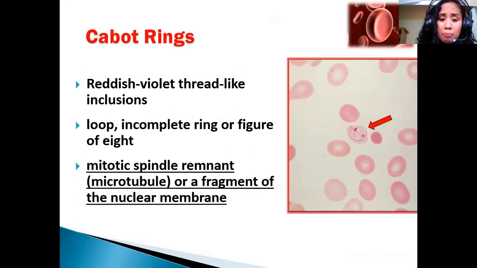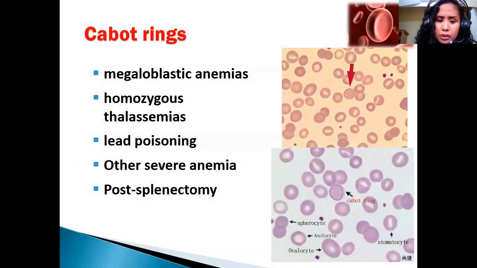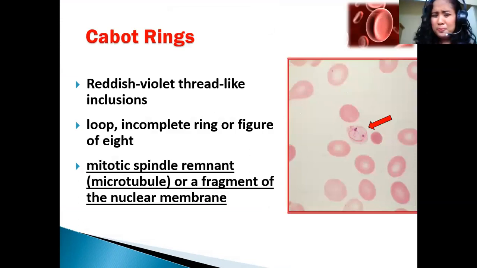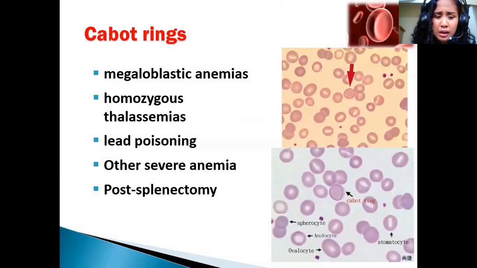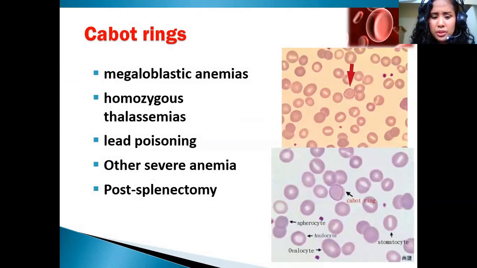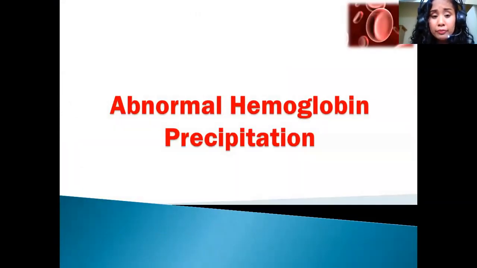So loop or incomplete ring or figure of 8. So minsan, naglo-loop siya together, forming a figure 8. So there's something wrong with the nuclear membrane. Kaya ito nangyari, megaloblastic anemia, but not really common. Homozygous thalassemia, lead poisoning, severe anemia, and post-splenectomy. So there's something wrong with the nucleus, because there were nuclear remnants left.